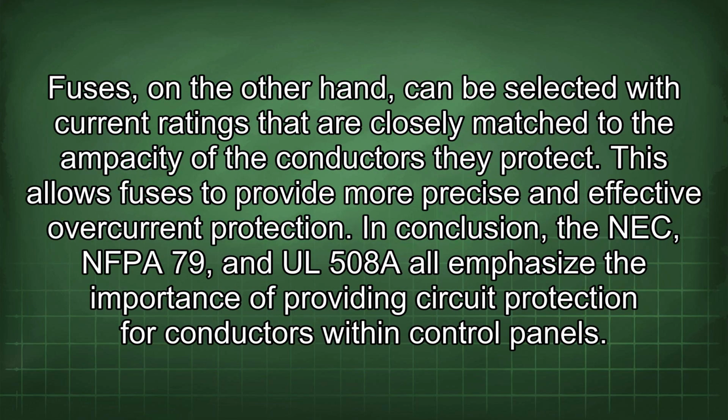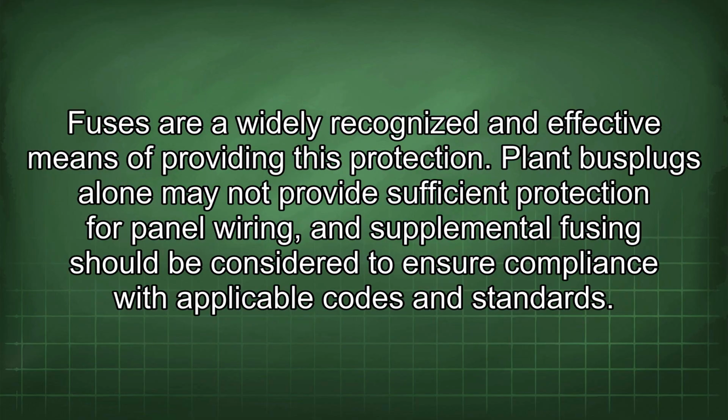Fuses, on the other hand, can be selected with current ratings that are closely matched to the ampacity of the conductors they protect. This allows fuses to provide more precise and effective overcurrent protection. In conclusion, the NFPA 79 and UL 508 all emphasize the importance of providing circuit protection for conductors within control panels. Fuses are a widely recognized and effective means of providing this protection.